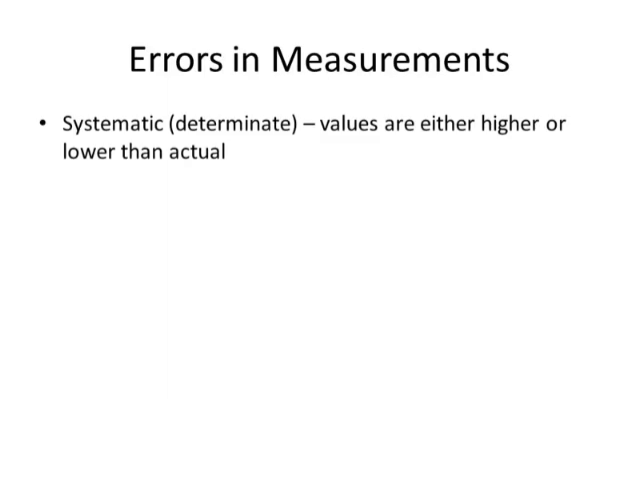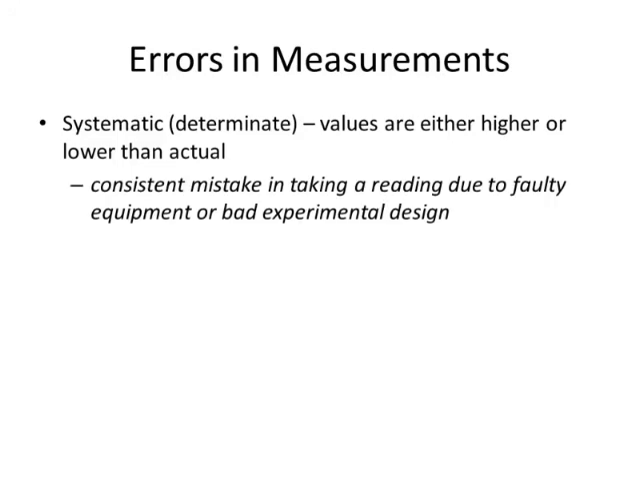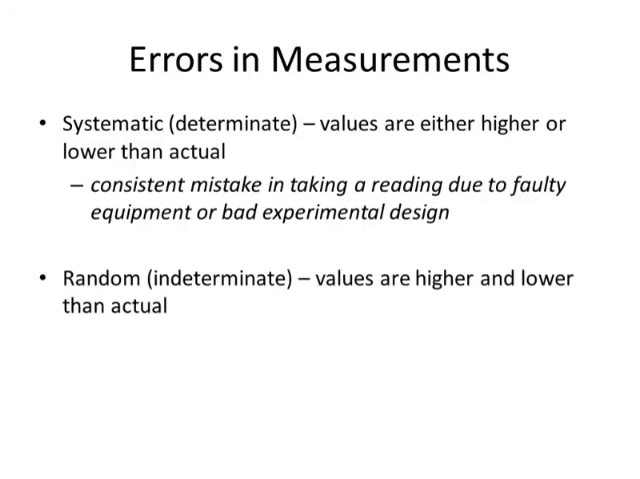So one type of error is called systematic, or sometimes called determinate, and that's where our values are either higher or lower than what we'd actually expect. This generally is caused by a consistent mistake in taking a reading due to either faulty equipment or a bad experimental design. Usually it can be corrected, and so you can reduce this error a lot of times. The other type is called random or indeterminate error. This is where the values are higher and lower than the actual, so it's random. Sometimes it's higher, sometimes it's lower. With systematic, it's either higher or lower. It's always in the same direction though.